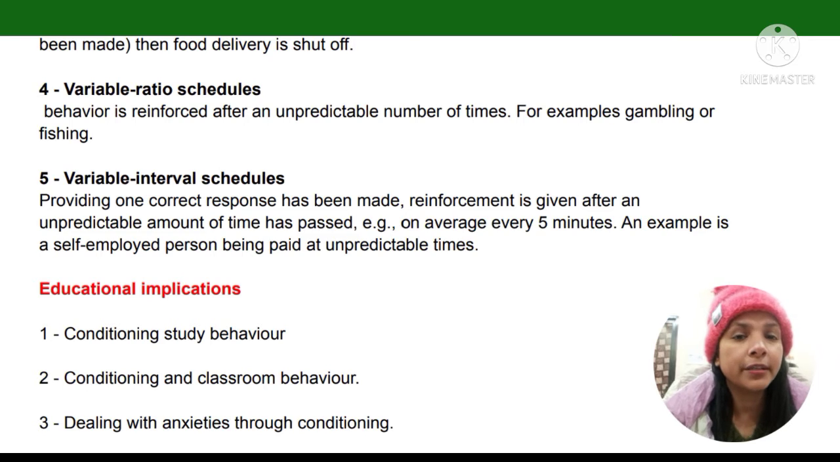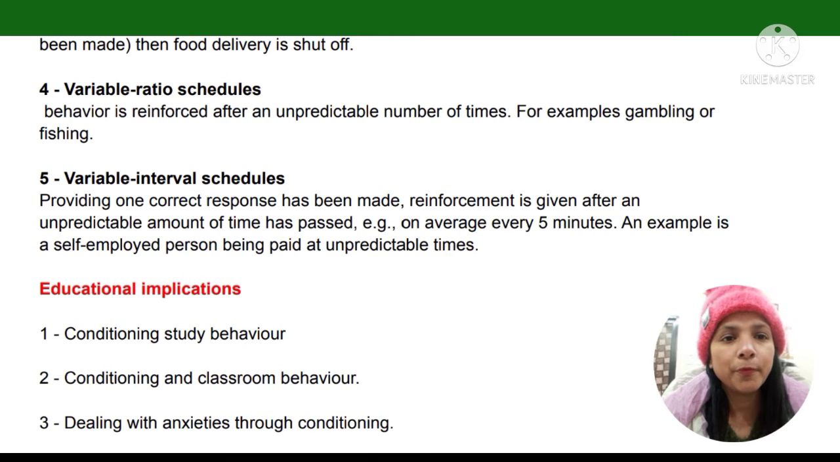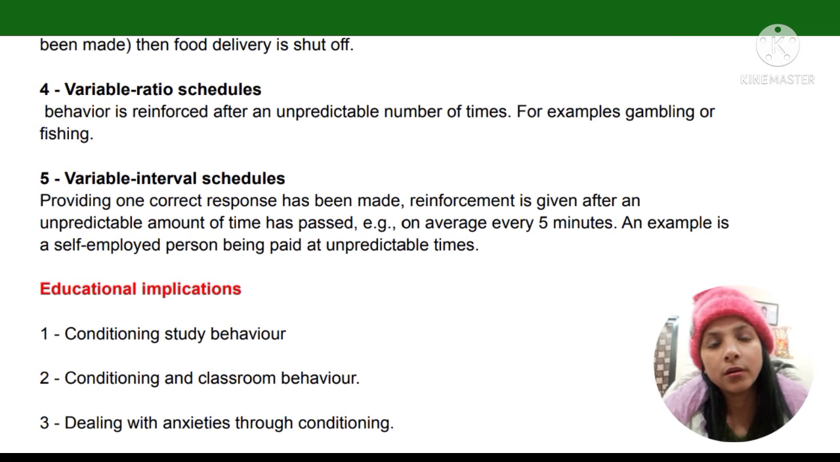Now let's see educational implications of this theory. First is conditioning study behavior. So we can use this theory to condition the mind of a child. Like here Skinner has conditioned the rat by eliminating bad behavior and implementing good behavior. He used positive reinforcement and negative reinforcement, so we can use the same things for a child.